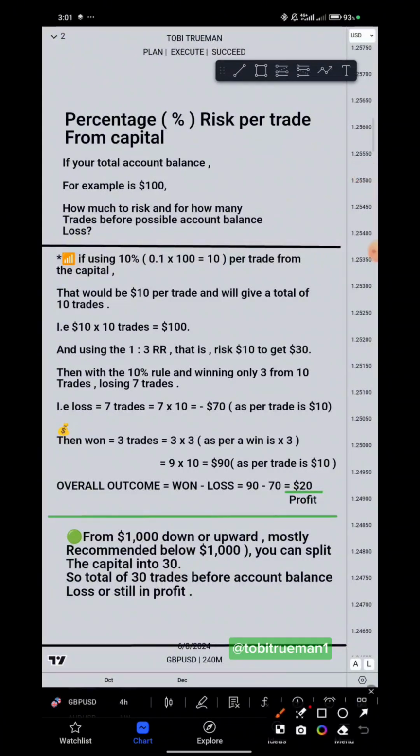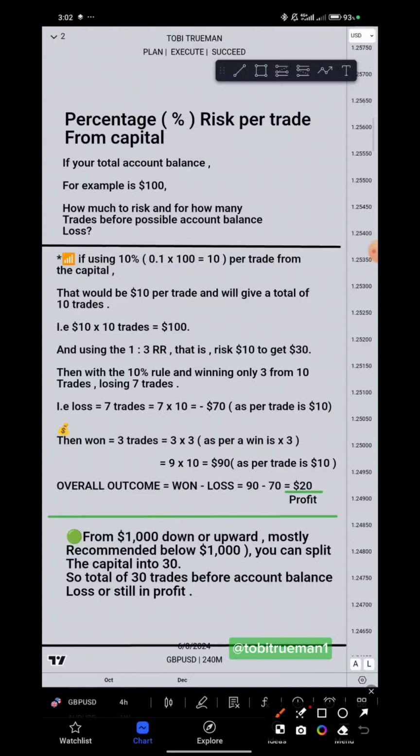And all this example I'm showing you is in a worst case scenario, because we are not just taking trades randomly, we are taking trades with our entry model. But if you have a worst case scenario in 10 trades, you are guaranteed to win 3. In as much as you follow the rules, you are guaranteed to win 3 trades.